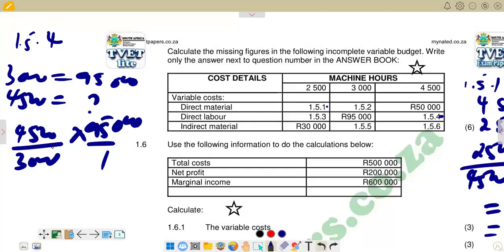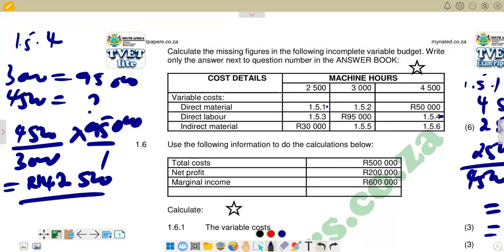Then we multiply 4,500 divided by 3,000, then we multiply by 95,000, and then we are going to get 142,500. So we are saying 142,500. There comes our answer. Let's just try to verify that figure.